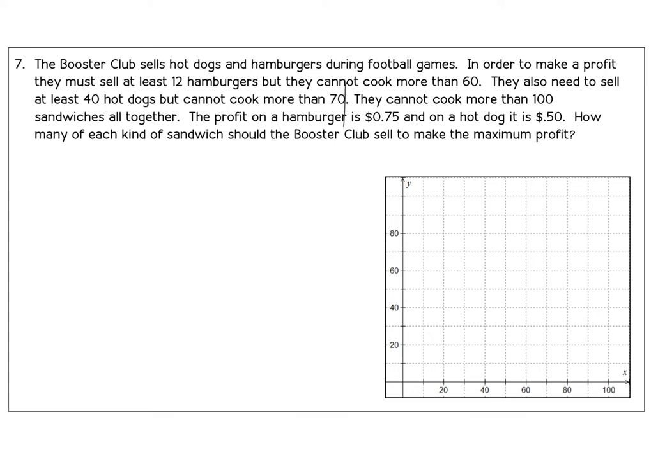The Booster Club sells hot dogs and hamburgers during football games. In order to make a profit, they must sell at least 12 hamburgers, and they cannot cook more than 60. They also need to sell at least 40 hot dogs, but cannot cook more than 70. They cannot cook more than 100 sandwiches altogether. The profit on the hamburger is 75 cents, and on the hot dog is 50. How many of each kind of sandwich should they sell to make the maximum profit?